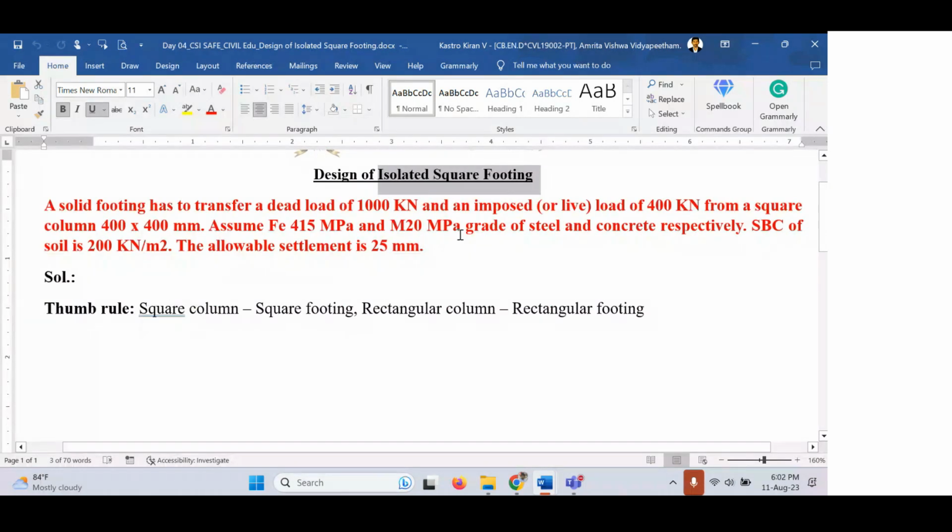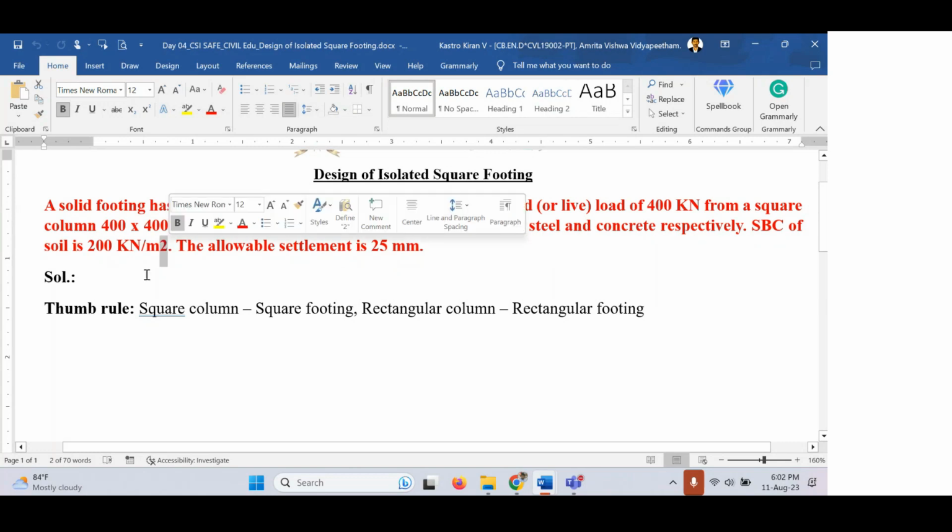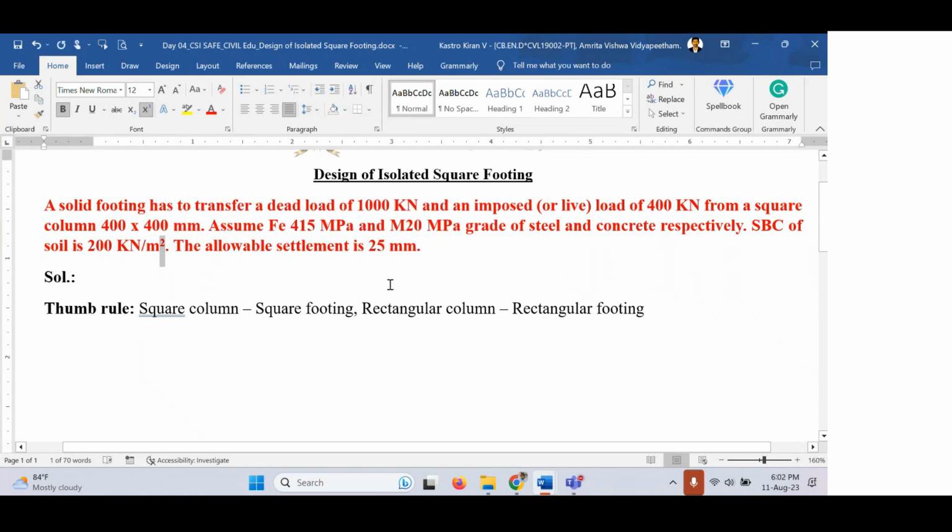So here you can see the problem statement: a solid footing that has to transfer a dead load of 1000 kilonewtons and an imposed load of 400 kilonewtons from a square column. The column size you can see here, 400 by 400, which is a square column. Assume that Fe415 grade of steel and M20 grade of concrete are used, and the SBC of the soil is 200 kilonewtons per square meter, and the allowable settlement is 25 mm. So this is the data.